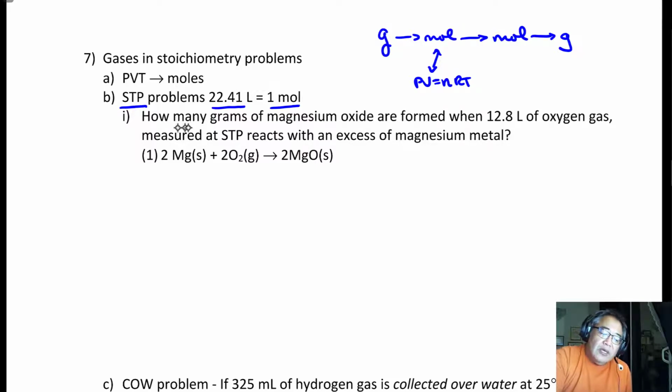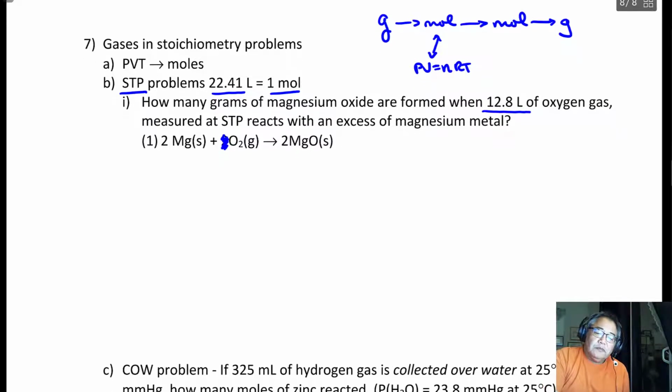How many grams of magnesium oxide are formed when 12.8 liters of oxygen gas measured at STP reacts with an excess of magnesium metal? So this is my equation, right? It's supposed to be a 1 here, like that. There we go. So it's 2 magnesiums react with 1 mole of oxygen to produce 2 moles of magnesium oxide.